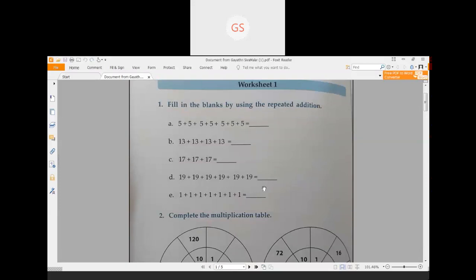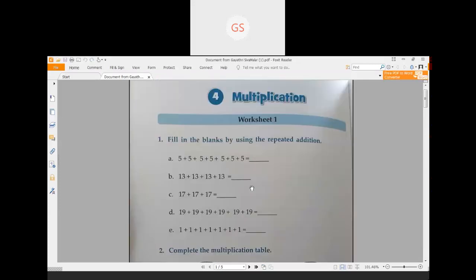Ready? Worksheet 1. In that, we are going to solve all the problems. Okay, children? I don't want answers yet. See, fill in the blanks by using repeated addition. It is not only that you have to write the answers there. First you have to write in multiplication form and then you should get the answer.